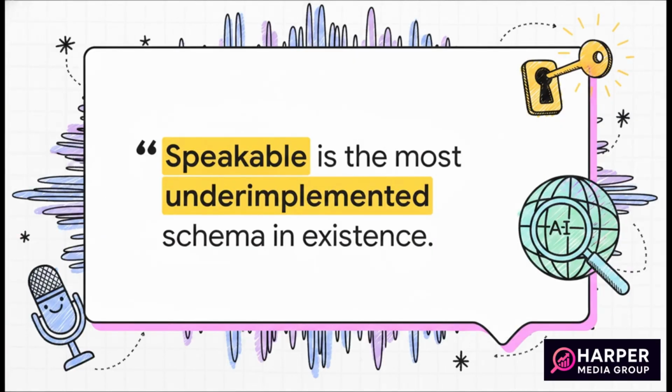Here's an insider secret that surprises a lot of people. Speakable is one of the most under-implemented schemas in existence. Yet, it's one of the absolute most valuable for AI search. Almost nobody is using it right now. Dropping this into a content strategy gives you an undeniable, massive first-mover advantage.